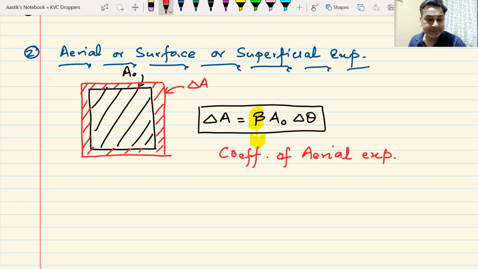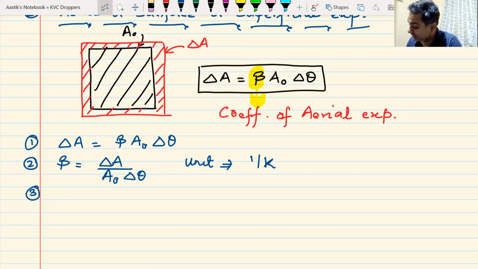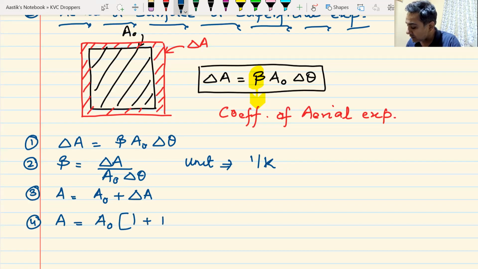Formula number 3. You are not seeing it. Oh, sorry. The screen was paused. So, formula number 1, formula number 2, formula number 3 will be the new area A will be equal to A naught plus delta A. You can write this new area A as equal to A naught into 1 plus beta delta theta.